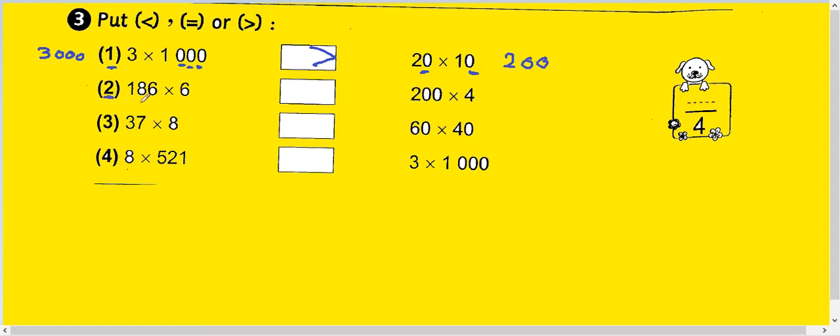Question 2. He said 186 times 6. We start from the right side. 6 times 6 equals 36. We write 6 here and carry up 3. 6 times 8 equals, it will be 48. We will count after 48: 49, 50, 51. We write 1 and carry up 5. 6 times 1 equals 6. After 6, 7, 8, 9, 10, 11.